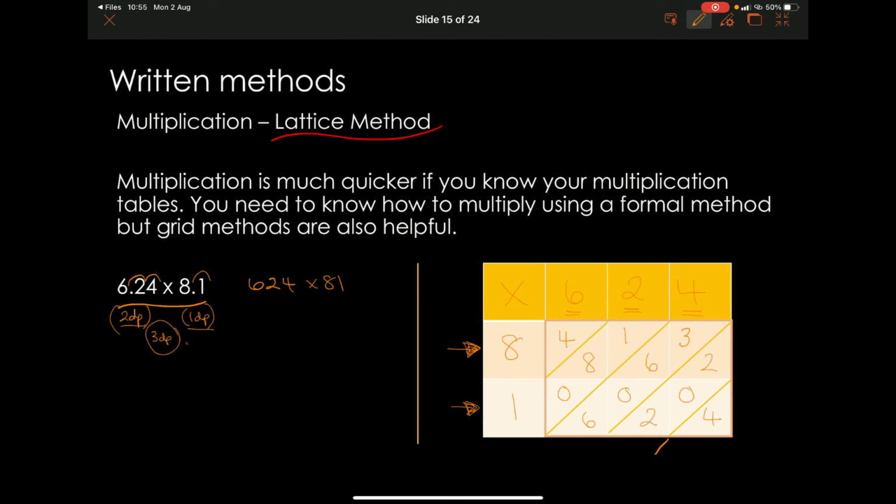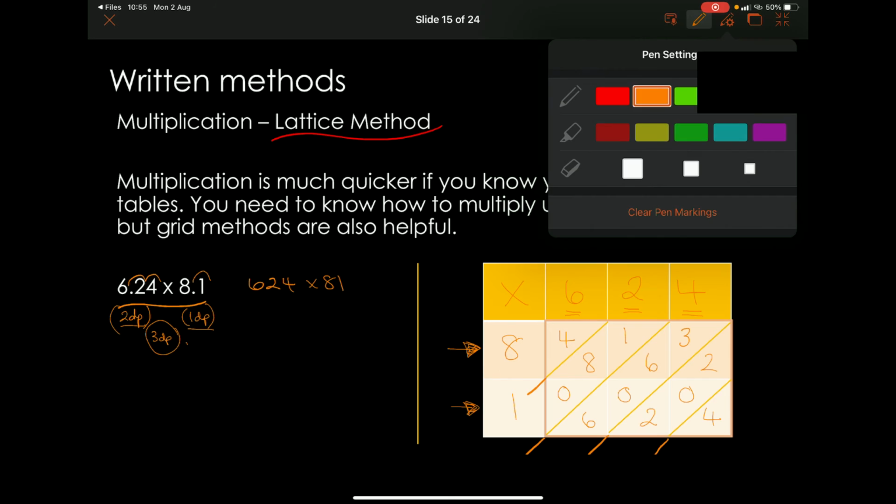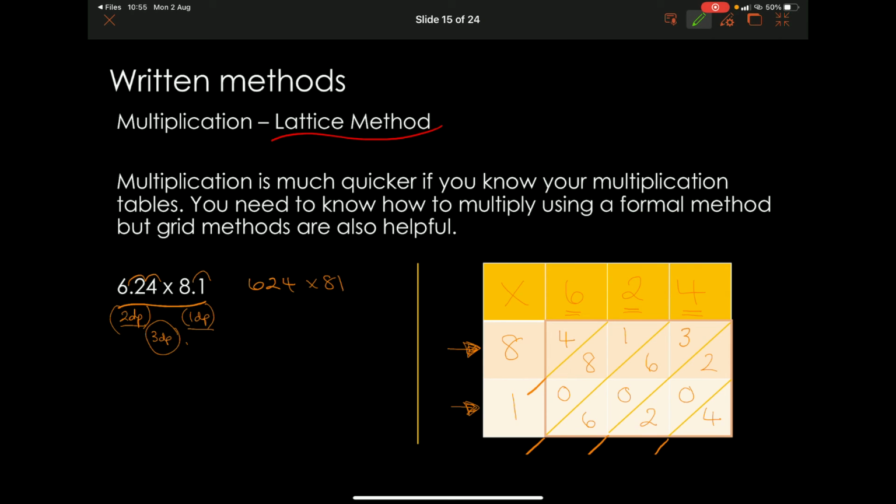Now all we have to do is extend our lines a little bit, just so that we can add these together now. So you need to be very careful here. What we need to do is add up the numbers below the diagonals. So if I show you what I mean, we're going to add up below this diagonal. We're going to add up the numbers below this diagonal. We're going to add up the numbers below this one. And then we're going to add up the numbers below this one. Okay, so underneath this first diagonal we have 4. So I can just write 4 there.